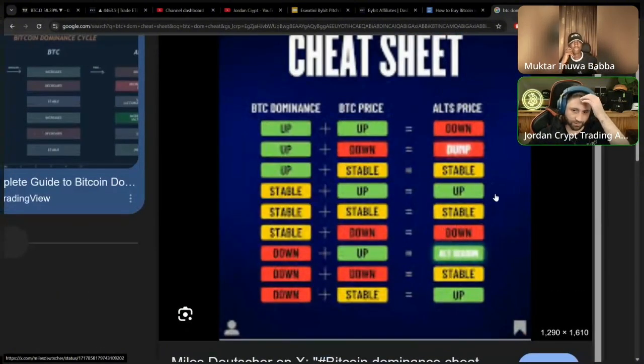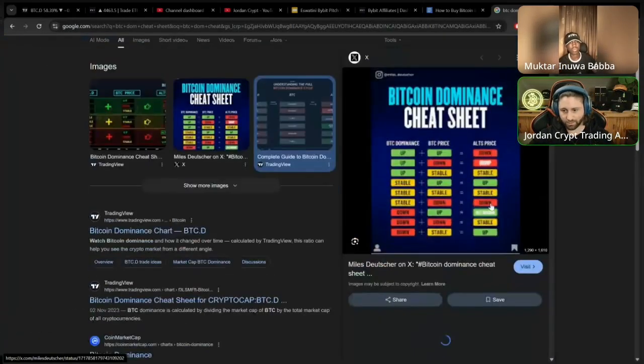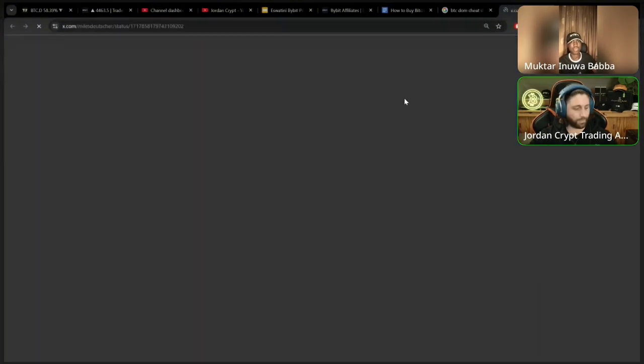Is it loading? Let's get this in a new tab. I don't know why it's giving me such bad quality here.